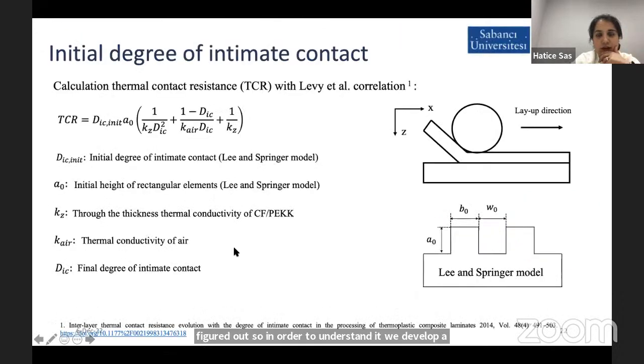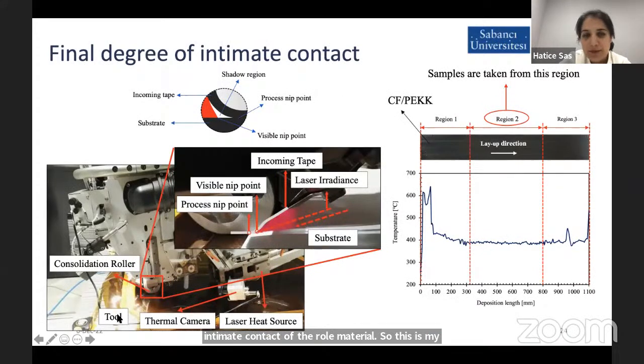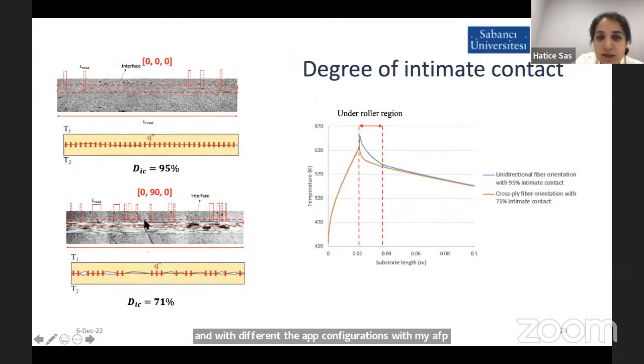I will just quickly introduce our thermal model. It calculates the thermal contact resistance between the layers, meaning that the gaps between the layers change the thermal conductivity a lot, as we know from the fundamentals of heat transfer. So when making our design, we use this thermal contact resistance, which includes the raw material degree of intimate contact and the process intimate contact. For the raw material, with a profilometer, we measure the surface profile and turn it into a mathematical model to capture the degree of intimate contact of the raw material. This is my initial degree of intimate contact. Then I make samples with different process parameters and different layup configurations with my AFP device and measure the intimate contact after the process.